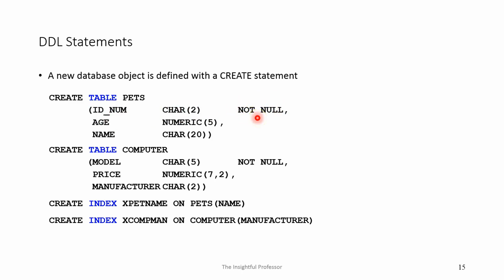Here we're saying not null, which says you've got to give me one of these things. Whatever ID num is, you can't omit it. I have to have one. That's required. In essence, that's what not null means. You can create the table computer, again, with similar columns and a constraint.